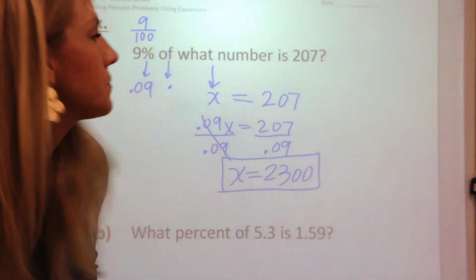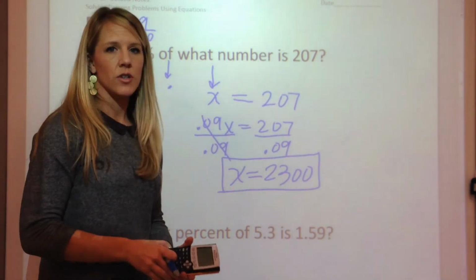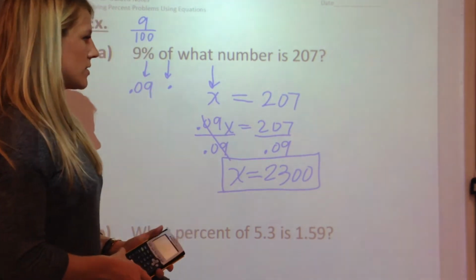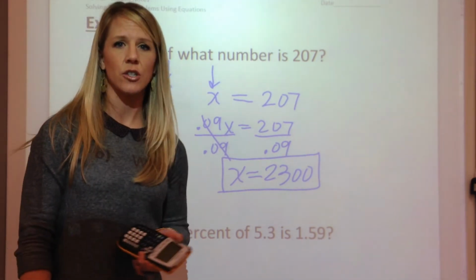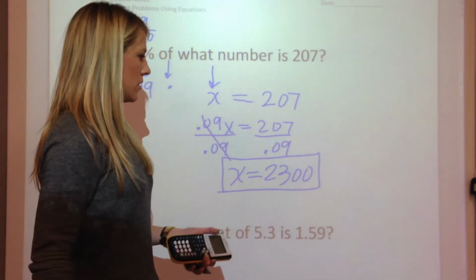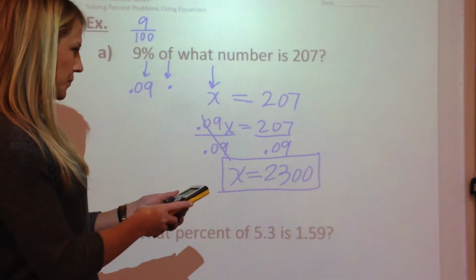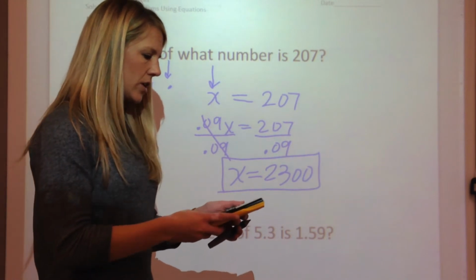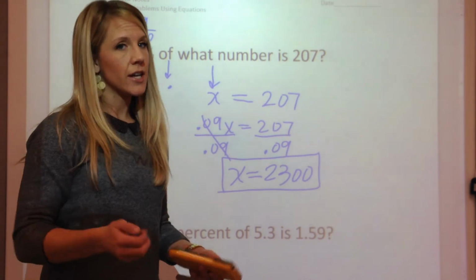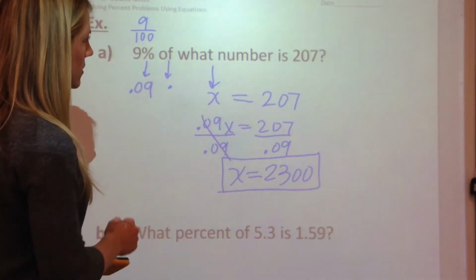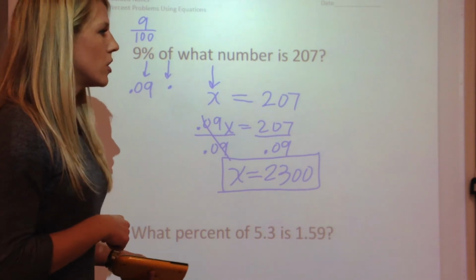So that means 9% of 2300 is 207. So for example, let's say you make $2,300 and you get 9% commission. So how much are you actually going to get? It would be an additional $207. So, a way to check this, I can take 2,300 and multiply it by 0.09. Oh good, I get 207. So 9% of 2,300 is 207.